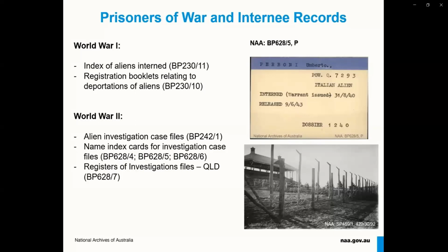We hold registers of internees and prisoners of war in most states relating to these camps. For World War I internees, references in registers, nominal roles, or other lists may be all that are available. For World War II internees, there is a little more, as there are case files and dossiers on individuals.